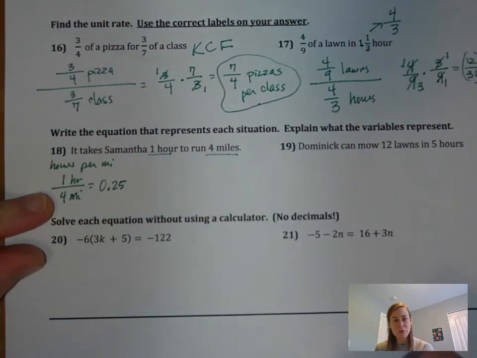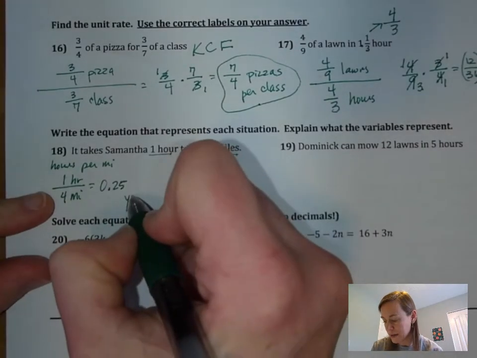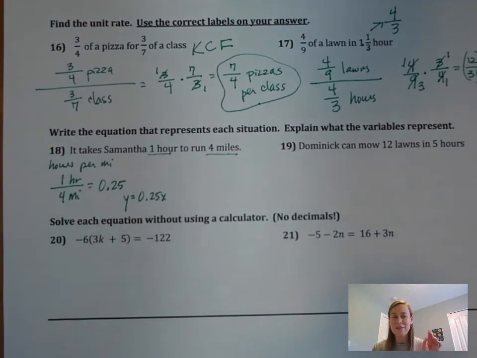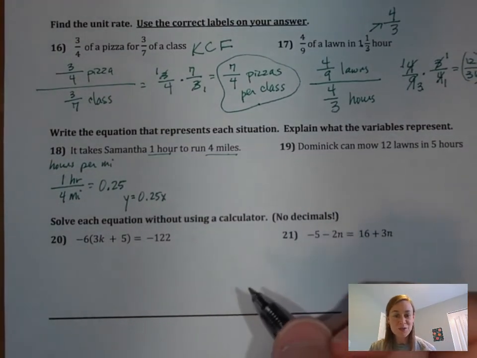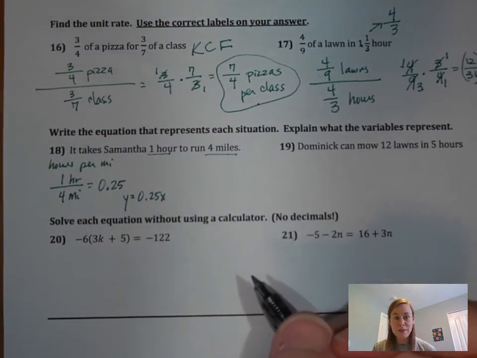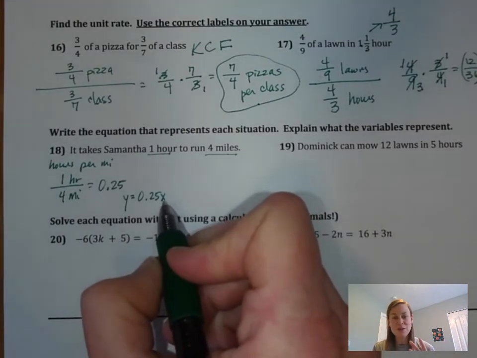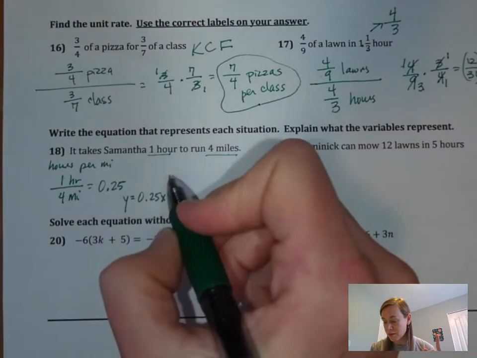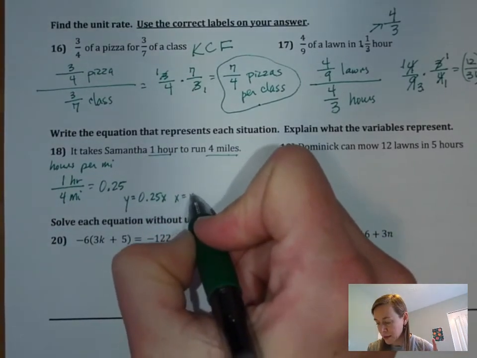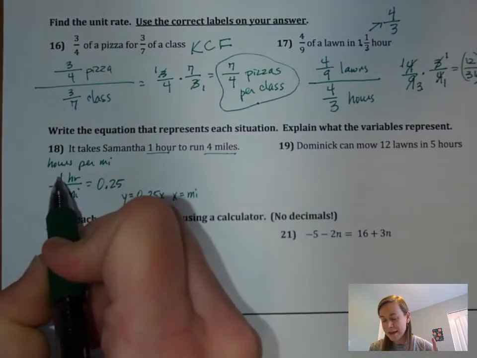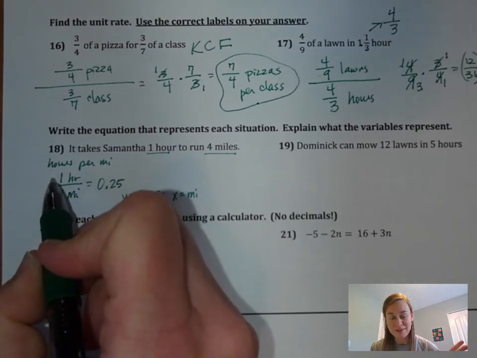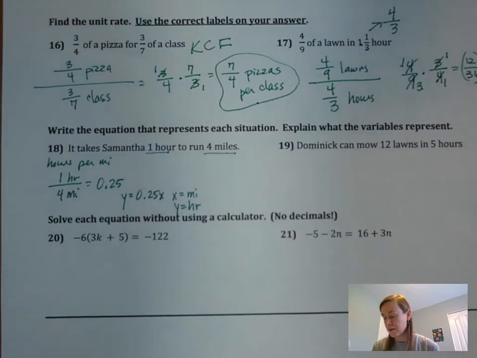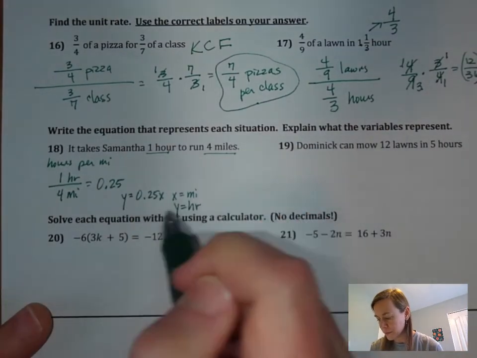Okay, and then you would put it in the equation. You would go y equals 0.25x. Now the important part here is that you explain your variables correctly. So make sure that x, you take that from the units that were on the bottom. What was on the bottom here? Miles. Okay, so x is going to be miles. The y is going to be the unit on top, which was the hours. So y is going to be hours. Okay, so this is one way to solve this problem right here.